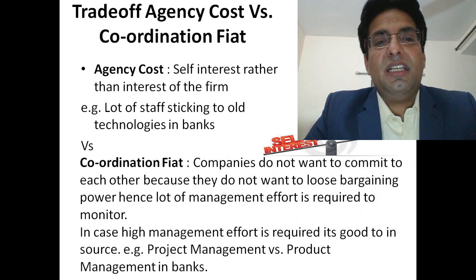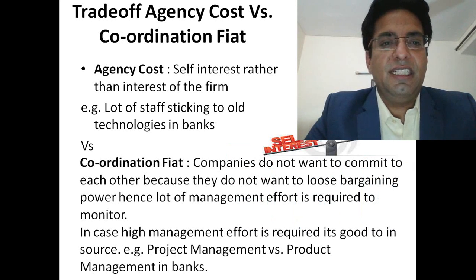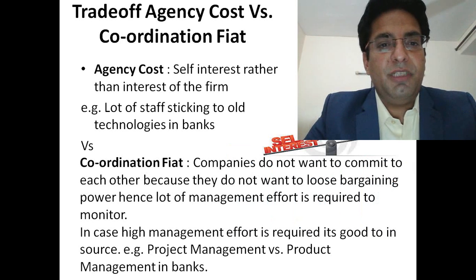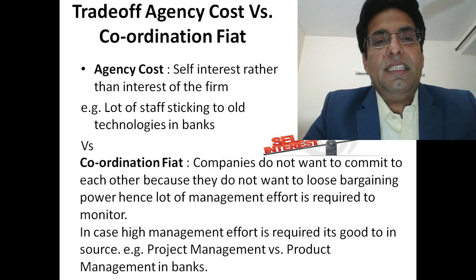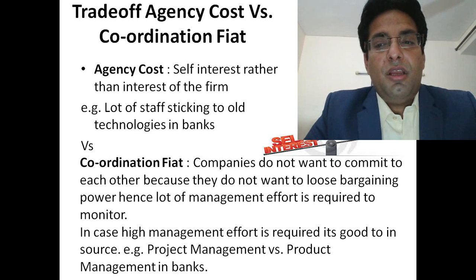The last two factors are a trade-off, which means that when one rises, the other one decreases, and when the other one rises, the first one decreases. Those two factors are to be considered in parallel, and these are agency cost and coordination fee. Agency cost is the term for when the self-interest of the person is higher than the interest of the firm.